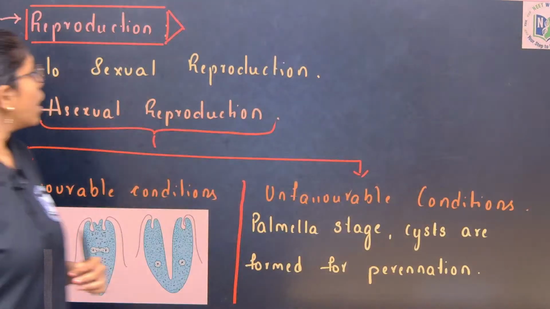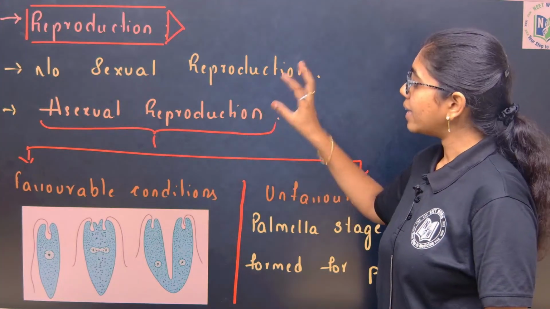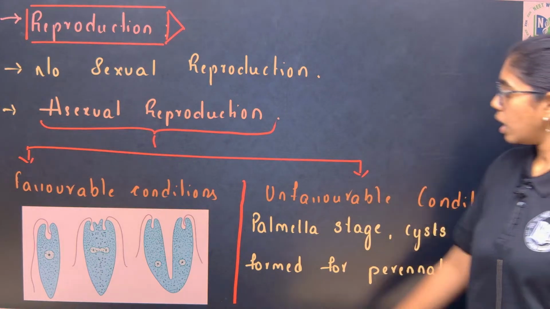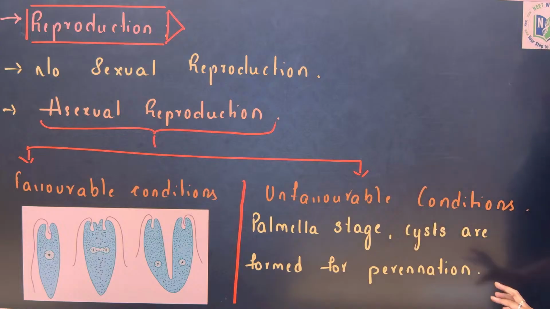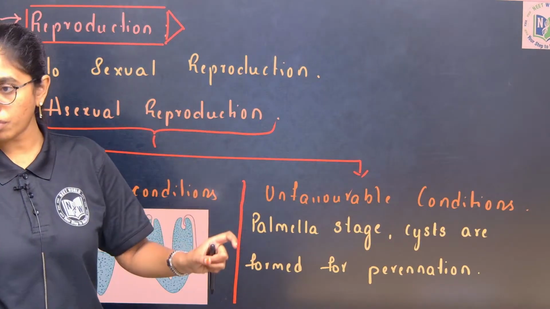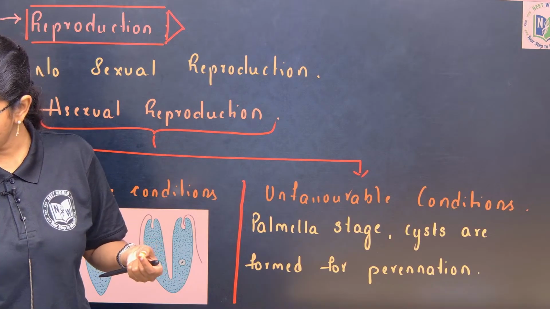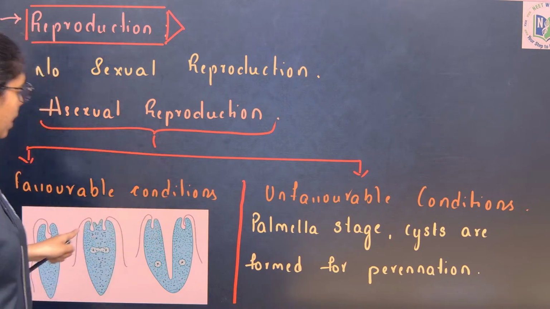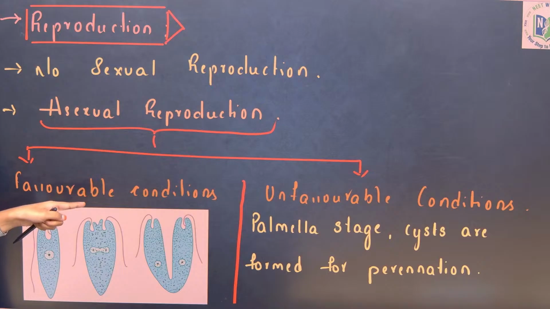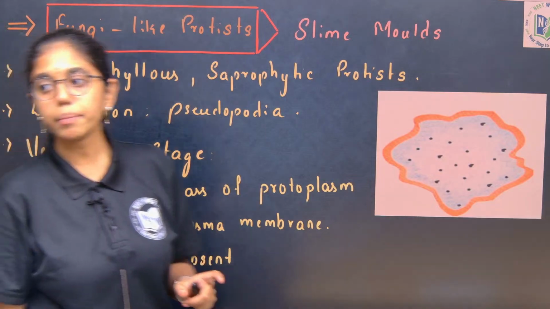Next, reproduction. There is no sexual reproduction for euglenoids. There is only one mode of asexual reproduction, that is longitudinal binary fission, and during unfavorable conditions they go through a palmella stage, where cysts are formed. Cysts will act as organs of perennation. Whenever favorable conditions resume, from cysts Euglena will arise and they will conduct the longitudinal binary fission. Clear? Raghav, I can see some question mark. Clear, right? Next is fungi-like protists. Fungi-like protists include what?